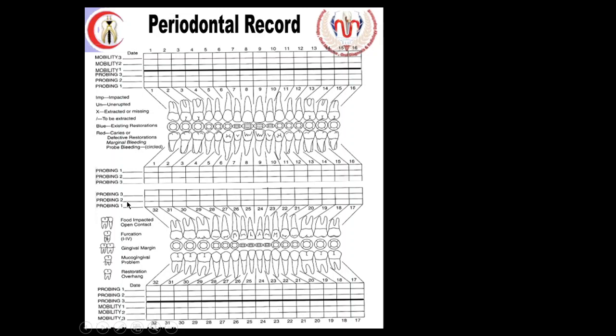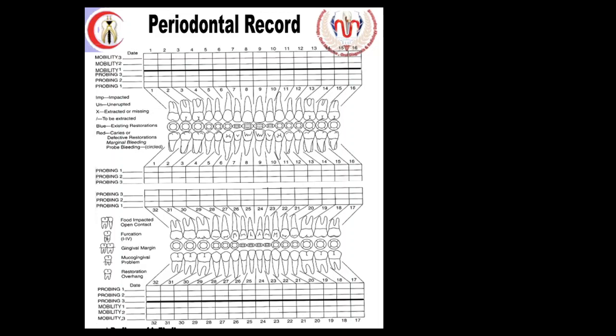Before we start, we should revise some terms. Number 1, the pocket depth. The pocket depth is the distance from the free gingival margin to the base of the pocket. The attachment loss is the distance from the CEJ to the base of the pocket.